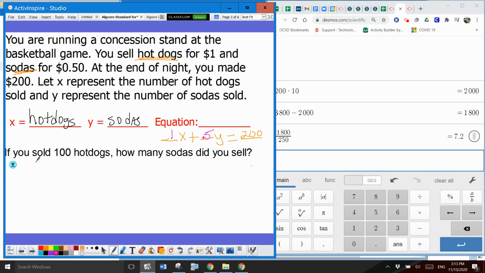Okay, so now it says we sold 100 hot dogs. How many sodas did we sell? Where's this going to go? Is it my X or is it my Y? Yeah, it's the X. So I have 1 times the 100 plus 0.5Y is equal to 200. Now, we're not always going to be substituting in for X. Sometimes it might be Y, but on these two problems, it just happens to have been X. So 1 times 100, well, that's easy.